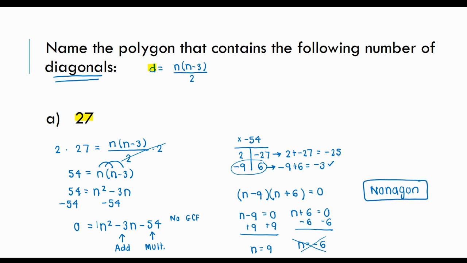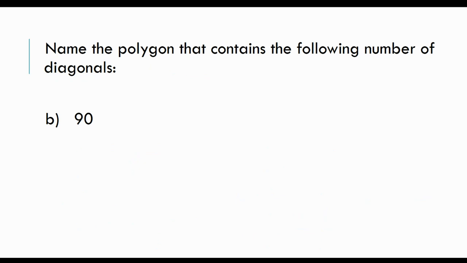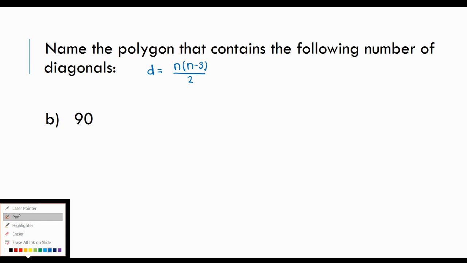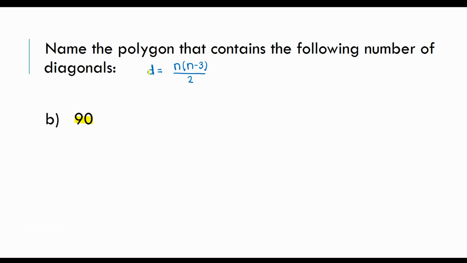Let's take a look at another example. So same exact thing, we're going to name the polygon that contains the following number of diagonals. We want to know what our formula is. Remember, n times n minus 3 divided by 2 is that formula. They are giving me 90 diagonals, so 90 is going to go in for D. And that's going to allow me to start solving for n. So 90 is going to equal n times n minus 3, all being divided by 2.